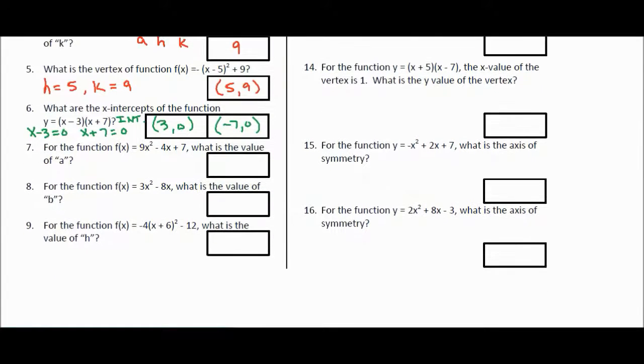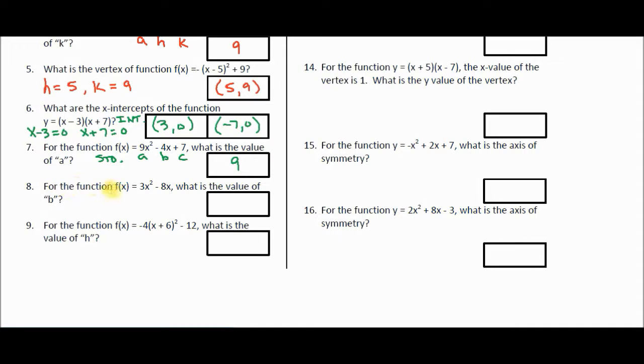Question number 7. For the function f of x equals 9x squared minus 4x plus 7, what is the value of a? Oh, we're just repeating the questions now. So in this case, we have standard form. So I'm going to write here, this is standard form. We've got a, b, and c. So our a value here is 9.